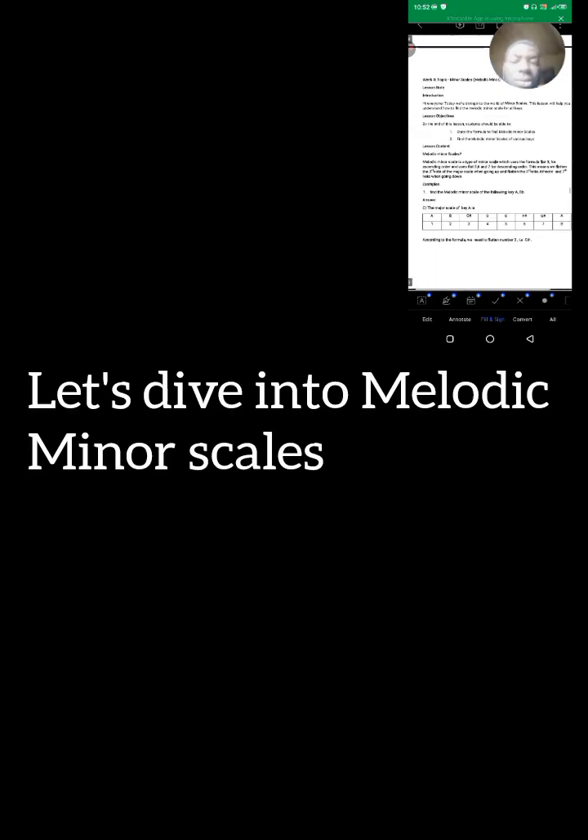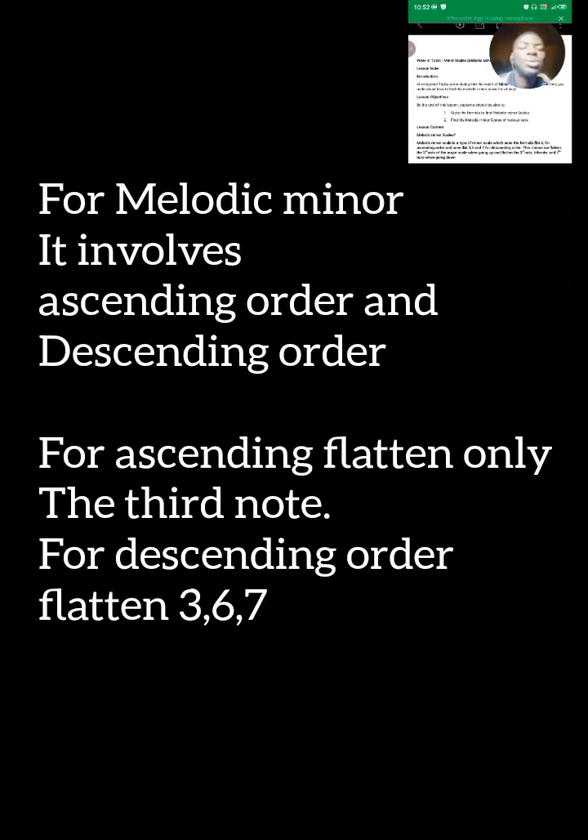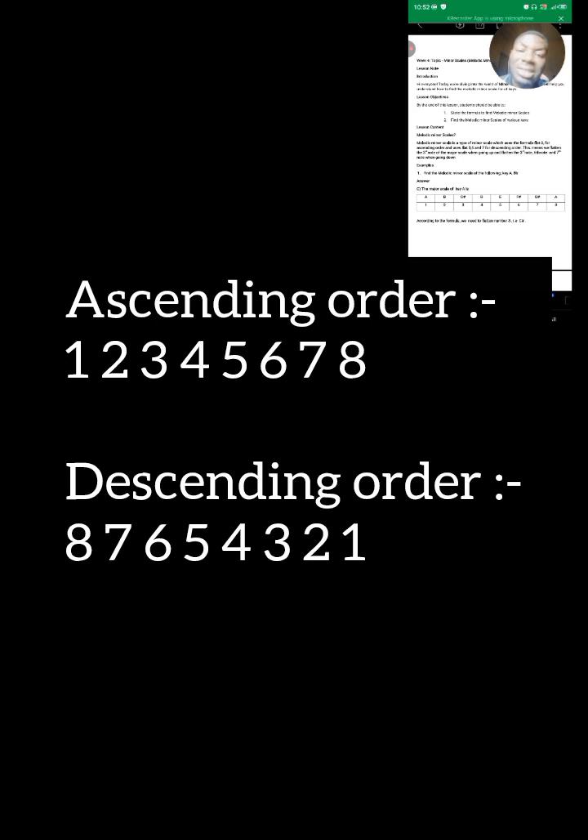Let's drive straight to melodic minor. For a melodic minor scale, the formula is different. Now remember that all scales have ascending order and descending order. Ascending order means 1, 2, 3, 4, 5, 6, 7, 8. Descending order will be 8, 7, 6, 5, 4, 3, 2, 1.